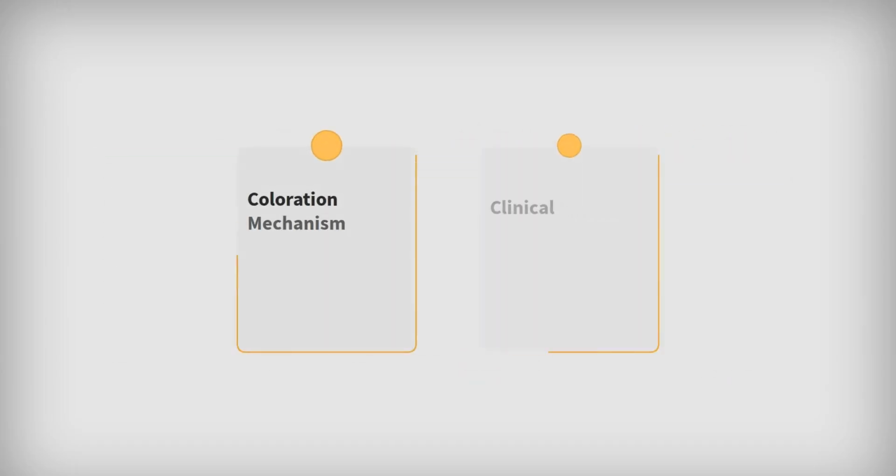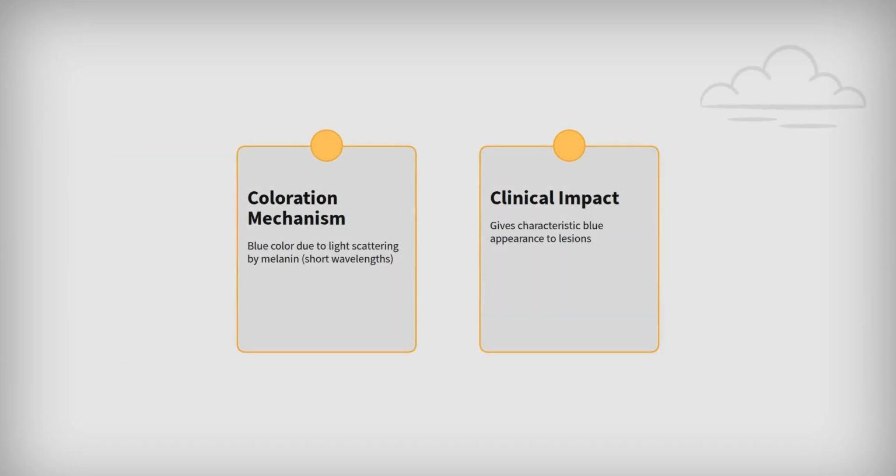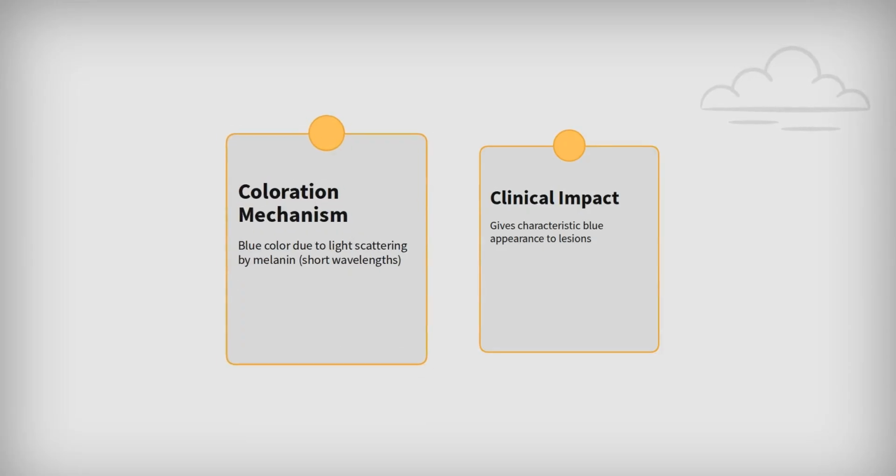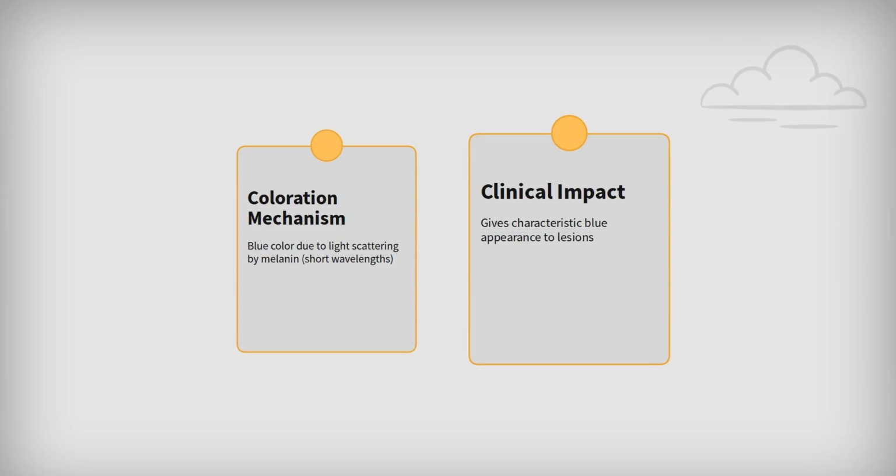The Tyndall effect explains why dermal melanocytosis appears blue. The blue color in dermal melanocytic lesions is due to the Tyndall effect, where light is scattered by melanin, especially short wavelengths like blue and indigo. This effect gives dermal melanocytic lesions their characteristic blue appearance.